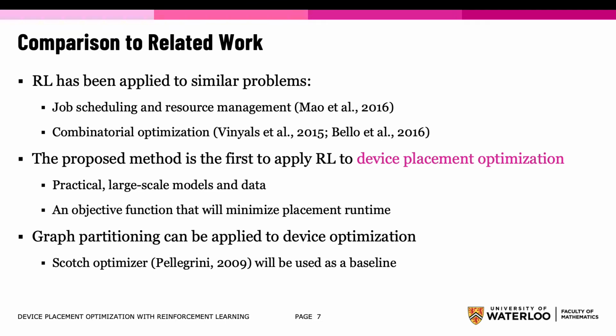What sets this apart from other research in this field and for this problem is its focus on practical large-scale models and data, and the formulation of an objective function that will minimize placement runtime. Now, graph partitioning can also be applied to device optimization, and the authors do this in the paper. They actually employ the Scotch optimizer from Pellegrini, and we'll use this as a baseline in the evaluation section.